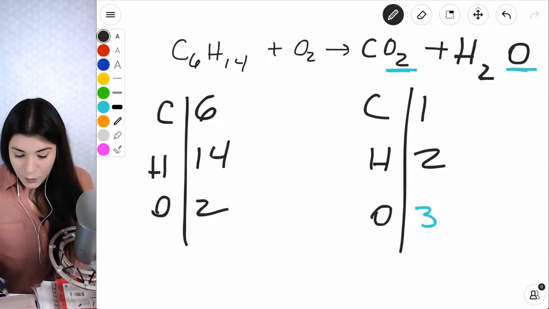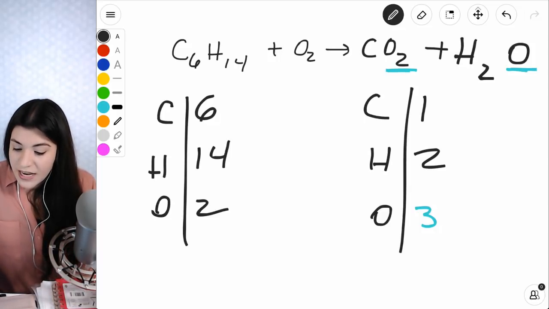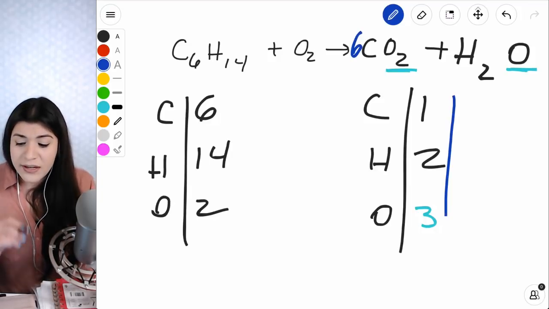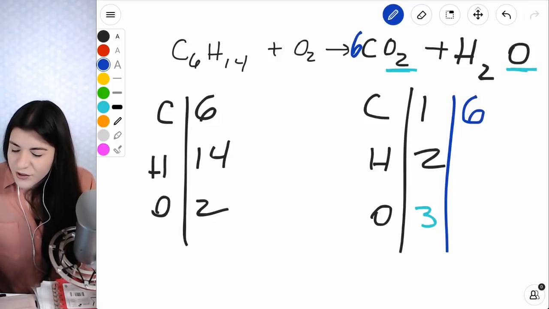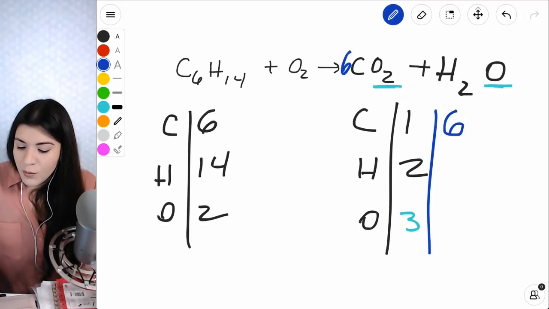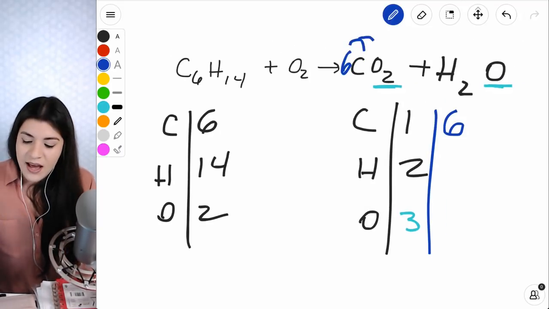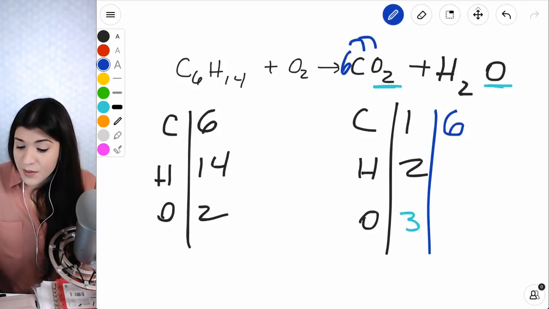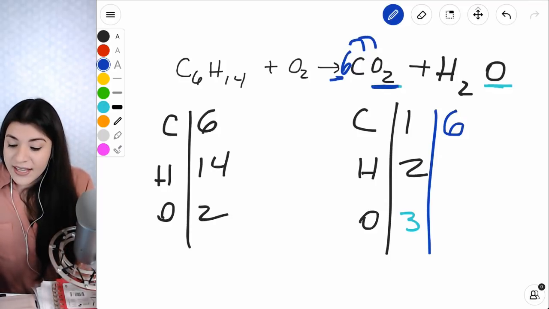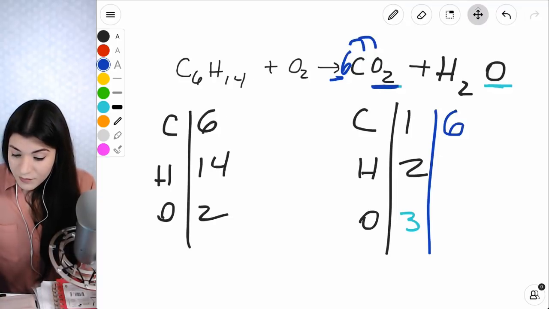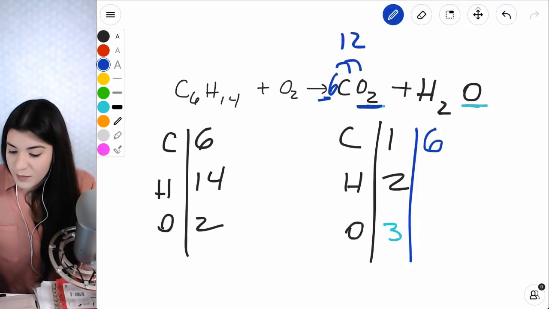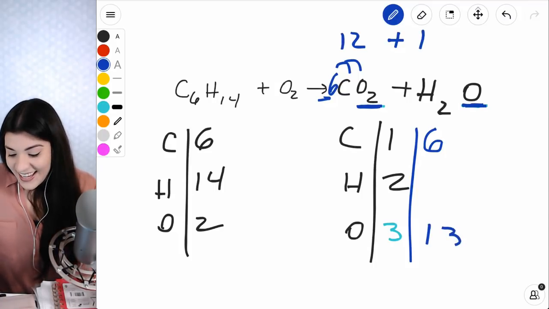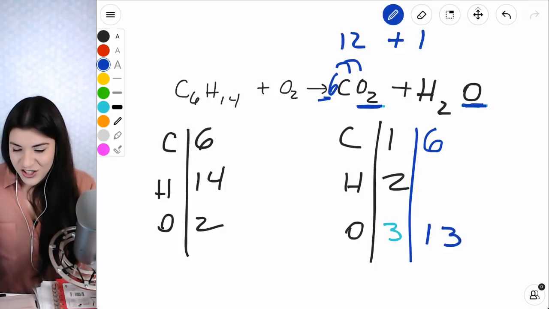So what I'm going to do is I'll place a 6 in front of CO2 because now that balances out the carbon. However, think of it like you're distributing, okay? This is where we're distributing in that 6, and now carbon has 6, and then I have to multiply this 6 times this subscript of 2 for oxygen, giving us 12, and then I'll add it to this extra one that we have, so now we have 13 oxygen. All right, and then we still have 2 hydrogen since we didn't change anything.